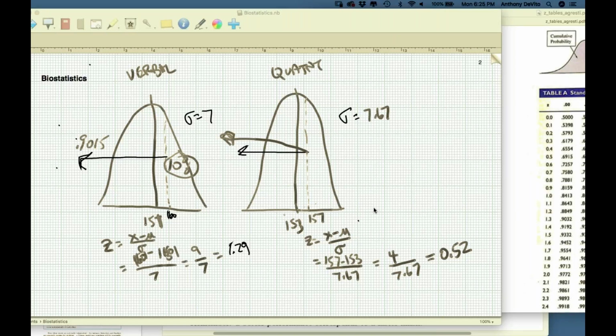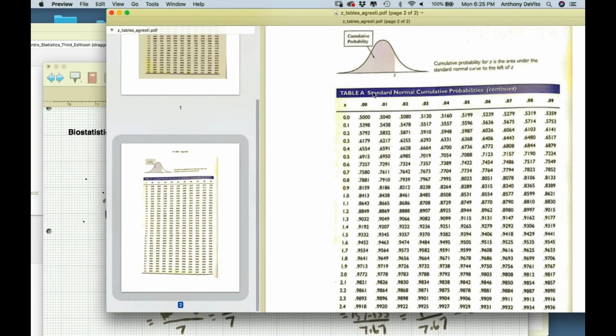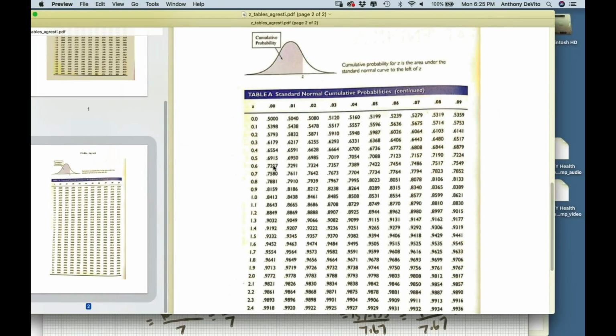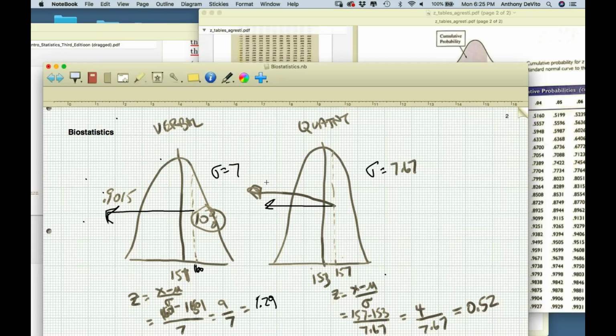Okay, let's take a look at this. What is the area to the left of a Z-score of 0.52? Let's look that up. It's a positive number, so it's going to be greater than 50%. The area to the left is 0.6985.